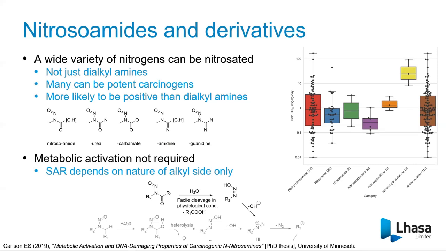Nitrosoamides can also be nitrosated. Some can be potent carcinogens, but they have no need of metabolic activation, and the SAR depends on the nature of the alkyl side. The amide, or nitrosamide, is cleaved in physiological conditions without the need for metabolic activation. So you go straight to your diazonium and your DNA alkylation step.